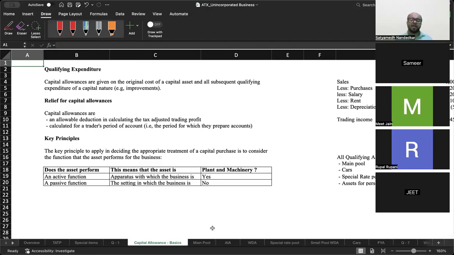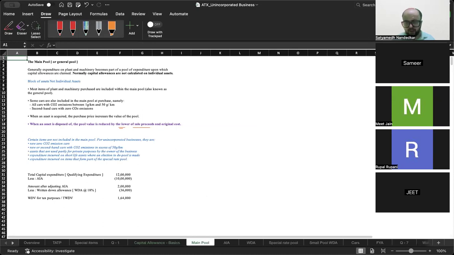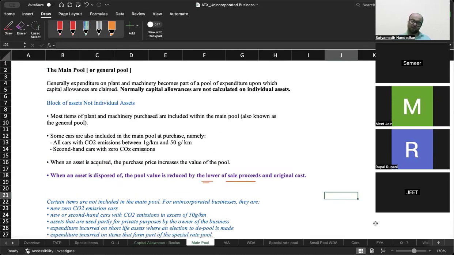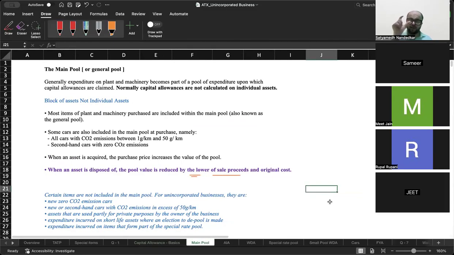We also are eligible for something known as an annual investment allowance. Now, let's understand how that is calculated. First of all, let's understand what are the different pools of assets. We don't calculate capital allowance on individual assets. Capital allowance is calculated on a pool of assets. In a pool of assets, all assets of a similar nature are put together and then the capital allowances are calculated.